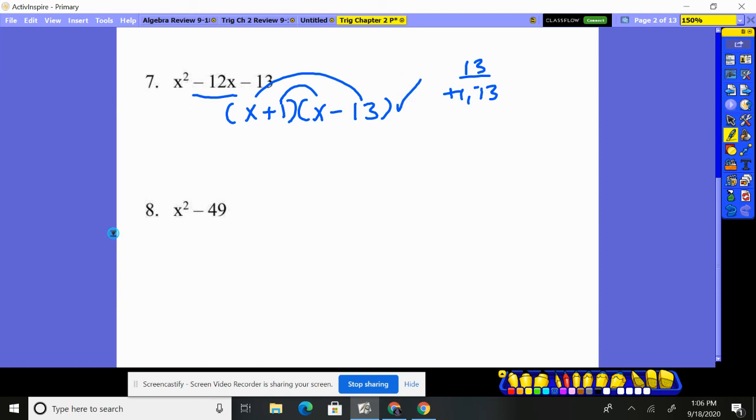And finally, number 8, hey, that's a difference of squares. What's the square root of 49? 7. So this is an x minus 7, x plus 7. And again, you can check it. X and x will give you the x squared. The minus 7, that's going to give you minus 49. And you'll notice this gives you minus 7x, and that gives you plus 7x. They cancel and go away. So that is the correct answer. There's problems 1 through 8.